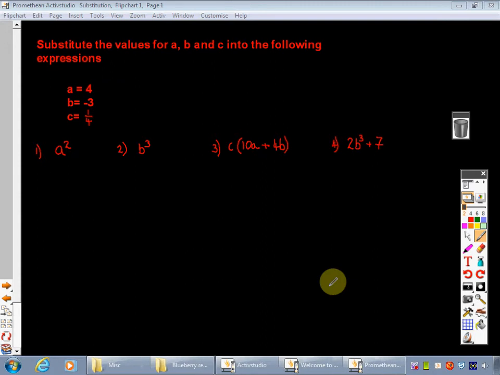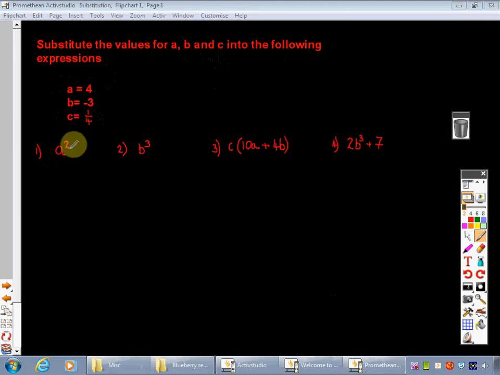This one's been requested by quite a few people, and it's substitution, and particularly substitution that involves some indices, some negatives, and some fractions. In order to cover these things, I've just written a question myself that covers lots of questions you normally get in the exam, and it will be something along the lines of substitute the values for A, B, and C into the following. And I've chosen the value of A is going to be 4, B is -3, and C is 1/4.